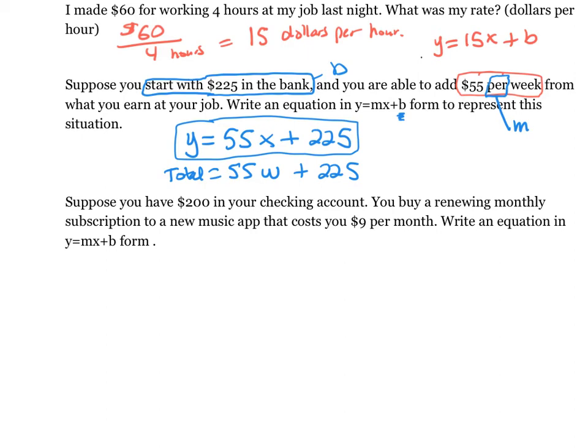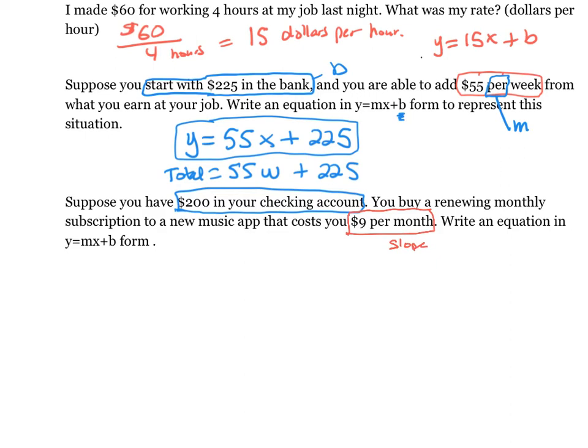Another example, suppose you have $200 in your checking account. You buy a renewing monthly subscription to a music app that costs you $9 per month. Write an equation, y equals mx plus b form. So, the $200 in your checking account, that is the starting point. That's your y-intercept. The cost $9, that is your slope. So I have a slope or a rate, and I have my y-intercept.